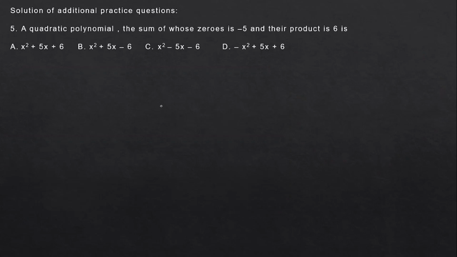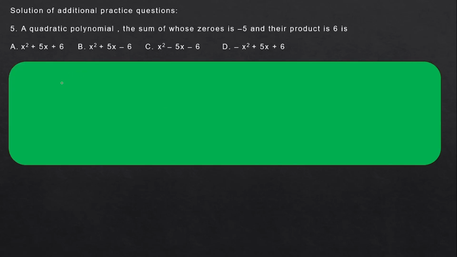A quadratic polynomial, the sum of whose zeros is minus 5 and their product is 6, is. So we have to find the quadratic polynomial. Now we know by standard result that a quadratic polynomial whose sum and product are given is x square minus sum of the zeros into x plus product of the zeros. So we substitute the values. X square, the sum of the zeros is given minus 5, so minus of minus 5 times x, product of the zeros is given 6. Therefore, the required quadratic polynomial becomes x square plus 5x plus 6, which is option number A.